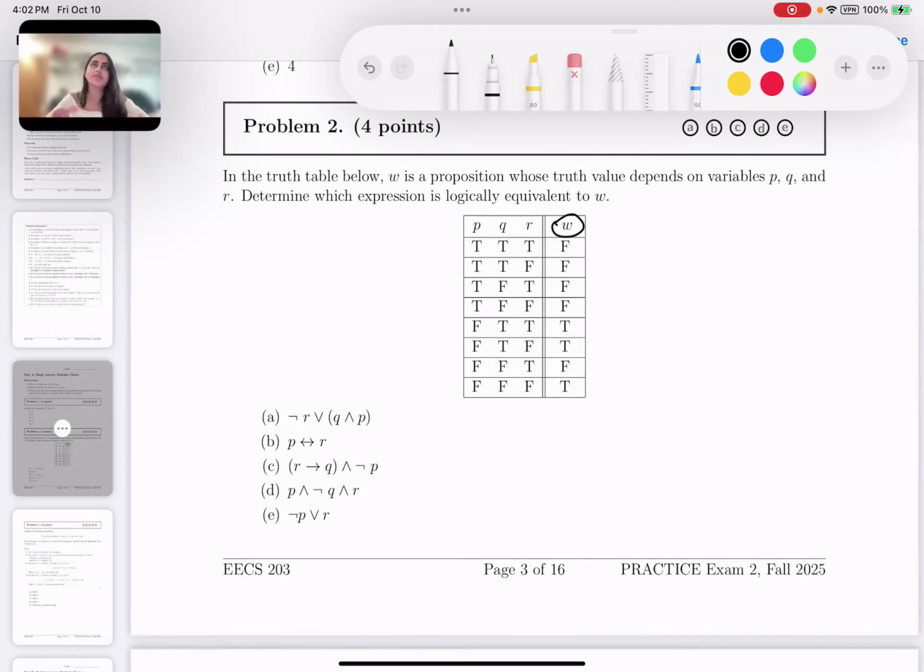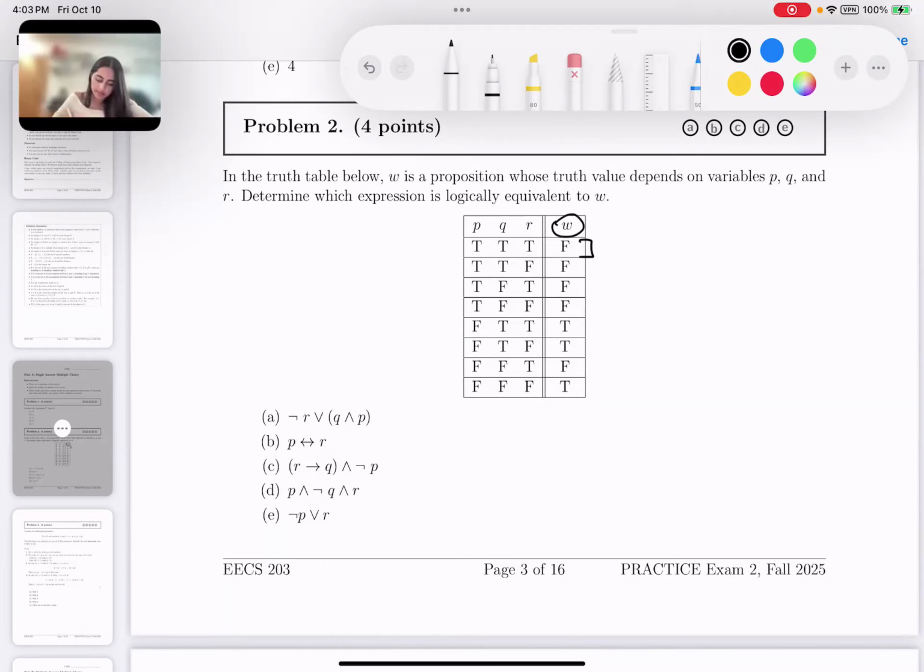The most tedious and perhaps least efficient way would be going through each of our answer choices and seeing if it matches up with the truth table. Instead, we can consider examples or rows from the truth table and see if they match up with the answer choices. So to start off with a really basic case, let's just look at the first row of the truth table, in which all of our inputs, P, Q, R, are true, and our output is false.